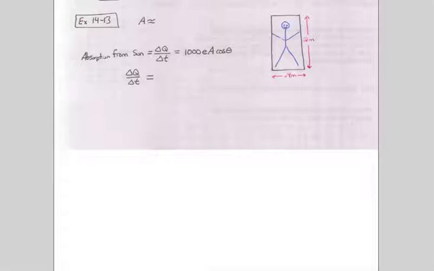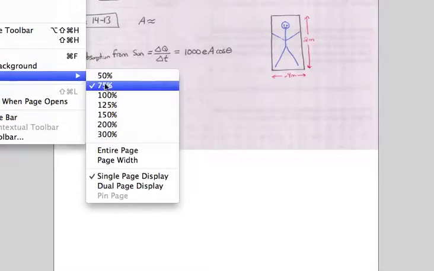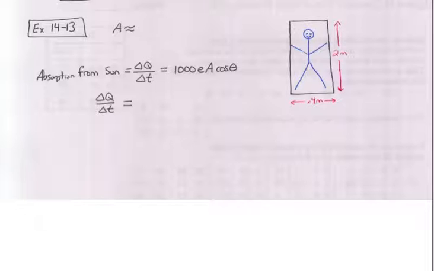Let's look at another example. Zoom back in a little bit. Okay. So the third example is someone getting a tan. It says, what is the rate of energy absorption from the sun by a person lying on the beach on a clear day? And the sun is supposed to make a 30-degree angle with the vertical. Assume the emissivity of this person is 0.7, so they're not a very shiny person. And remember, the sun has this special 1,000 number in front.